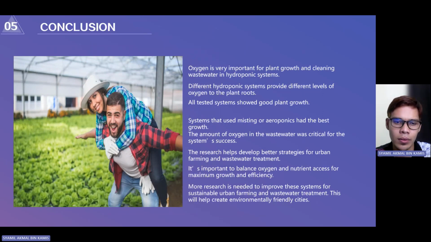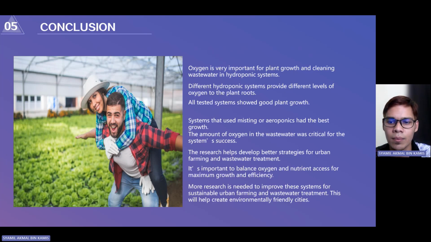For the conclusion of this article review, oxygen is very important for plant growth and cleaning wastewater in hydroponic systems. Different hydroponic systems provide different levels of oxygen to the plant's roots. All the systems show good plant growth. Systems that use misting or aeroponics had the best growth. The amount of oxygen in the wastewater was critical for the system's success.